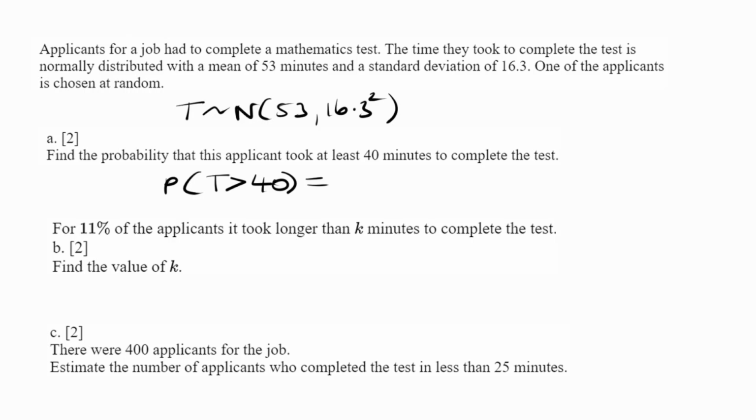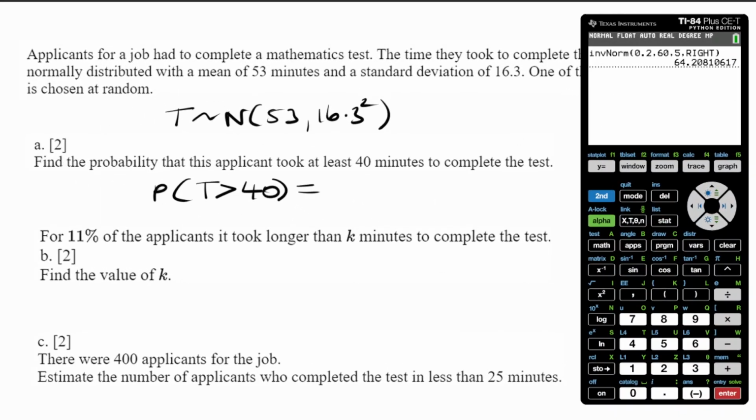So on the GDC, I'll just turn this on. On the GDC, we need to go to second distribution, normal CDF. Okay, so at least 40. So 40 minutes is the minimum. Upper, we're just going to use a few 9s. The mean was 53. Standard deviation 16.3. Paste. So 0.787.